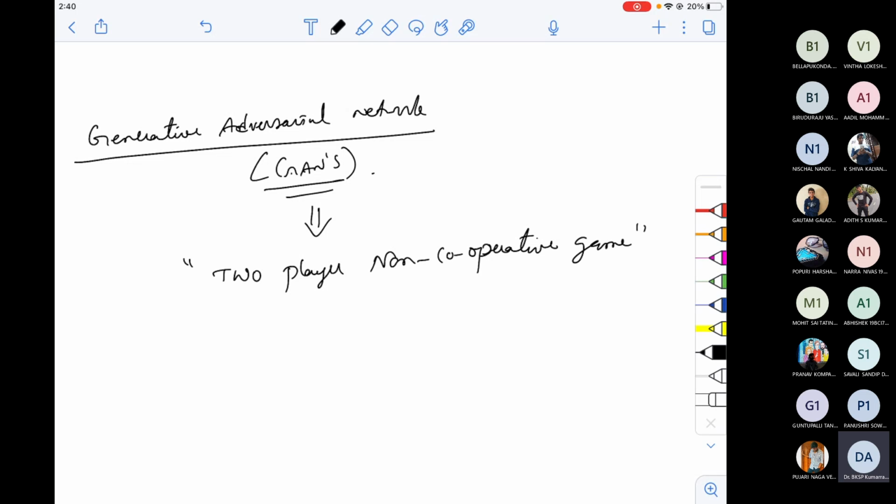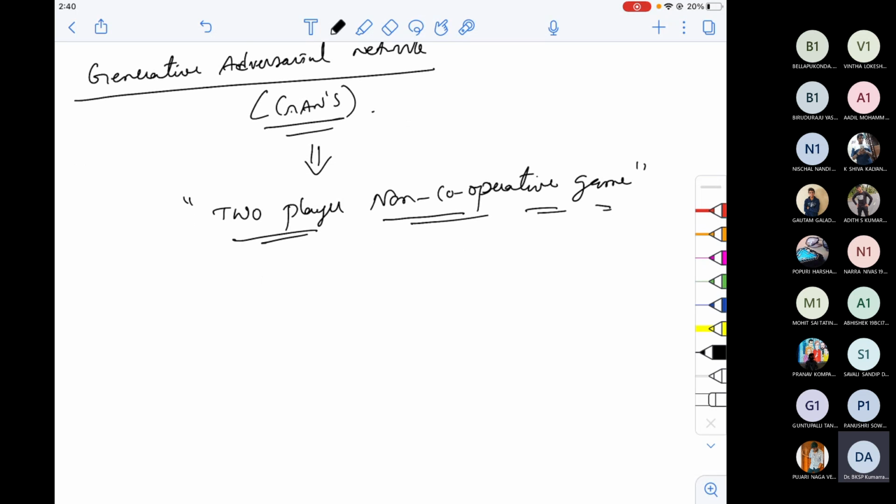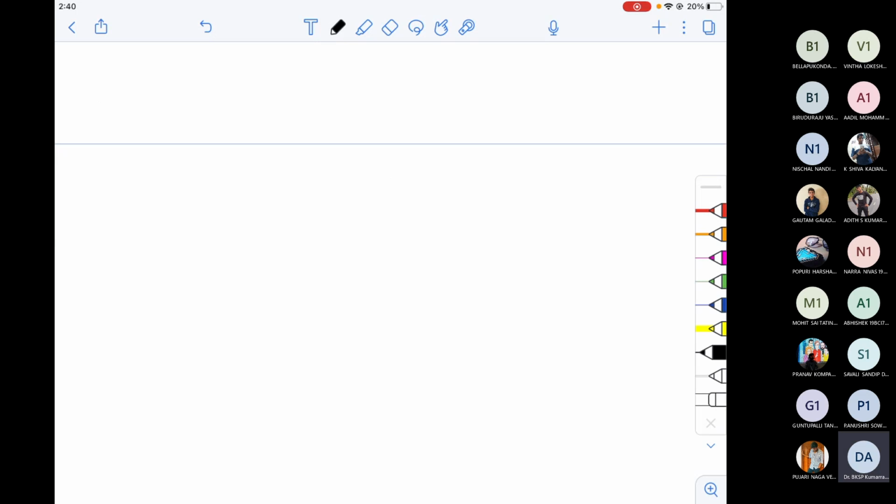Why it is actually a two-player non-cooperative game, I'll just tell you. I'll start with a very simple example so that you'll understand the entire thing in one line. Basically, assume that I have a short image. Maybe I'll just draw that, even though I'm not good at drawing.